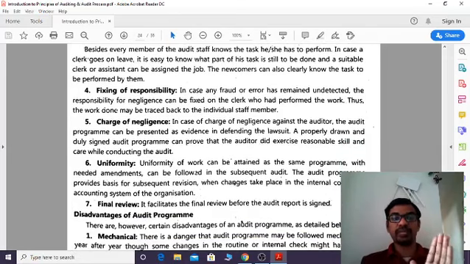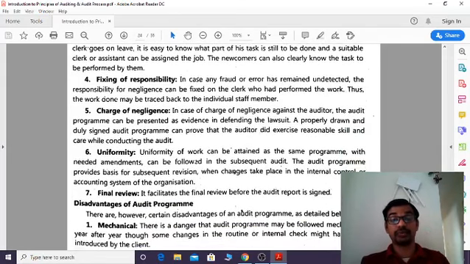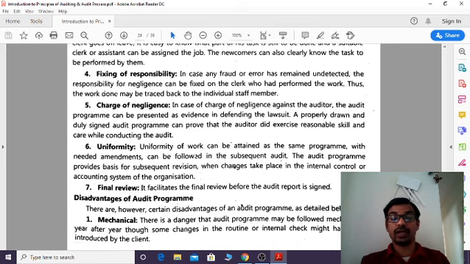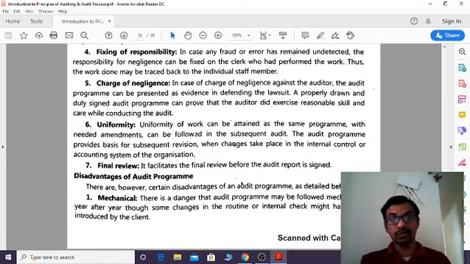Then, charge of negligence. If an audit assistant or audit clerk doesn't complete any kind of work, there is a charge of negligence for that particular clerk or assistant. Then, uniformity.